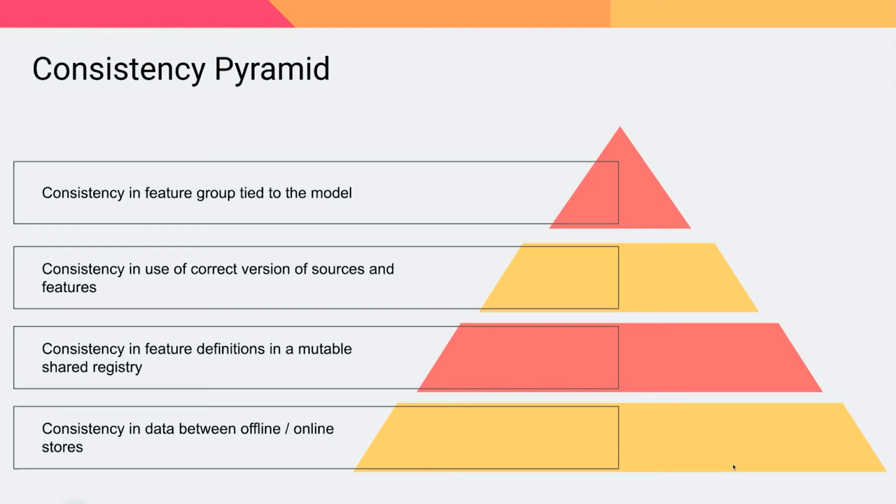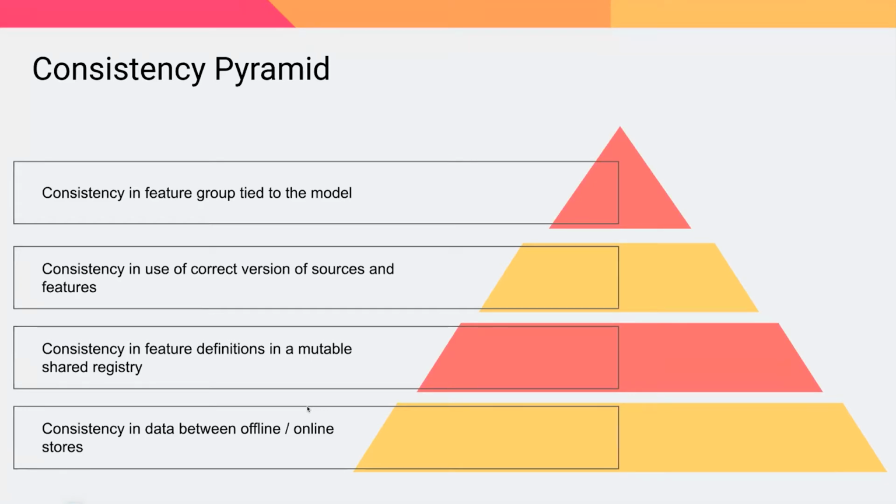At the very foundation, the bigger the base of the pyramid, the more important it is. So these higher levels are built off the lower levels. At the base, we have consistency in data between offline and online stores. I think this is what people are most familiar with.